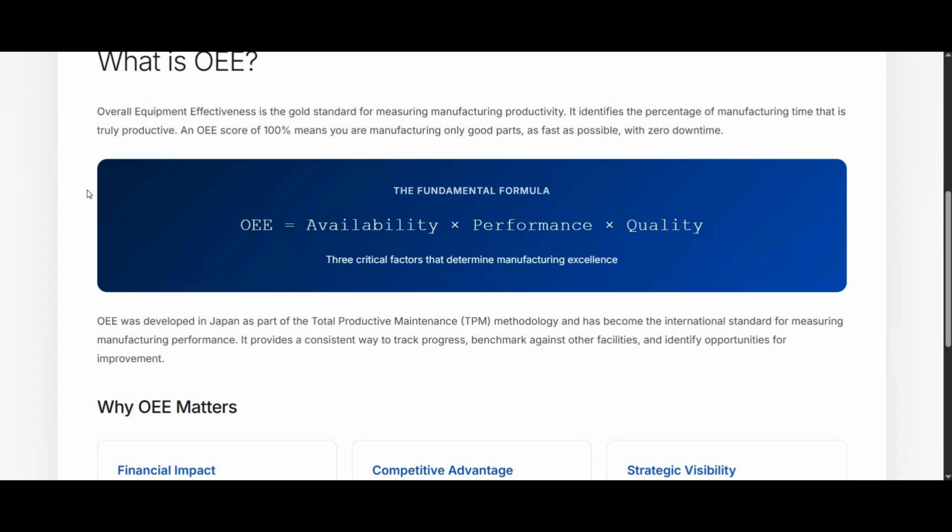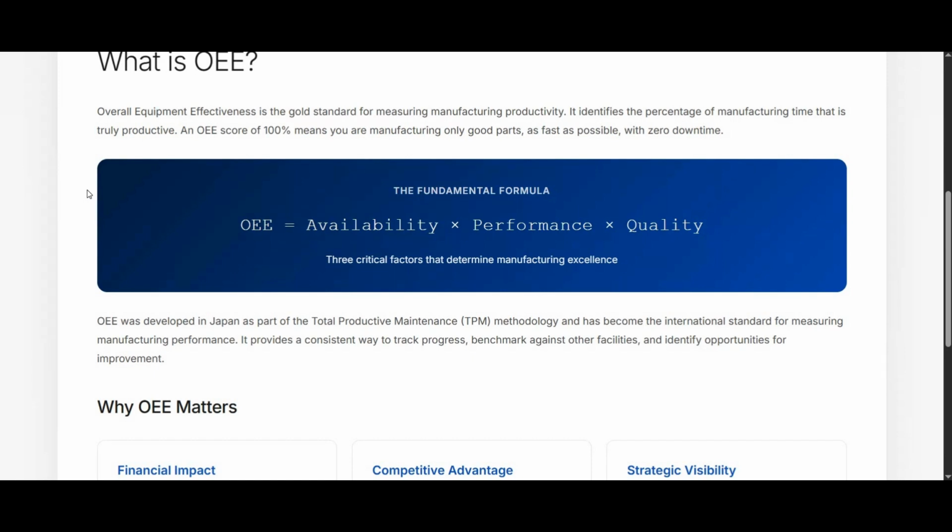Okay, now here's a key formula that ties everything together. OEE equals availability times performance times quality. Now, this formula is not just math on paper. It represents three different aspects of your production.